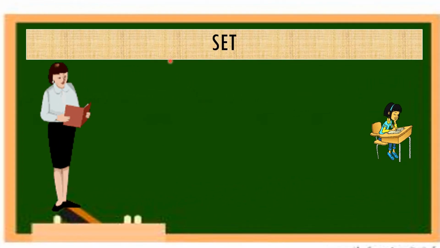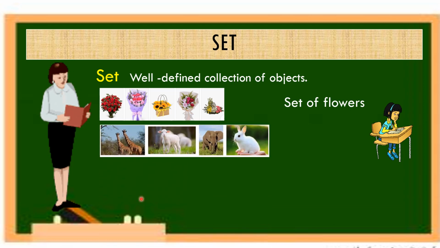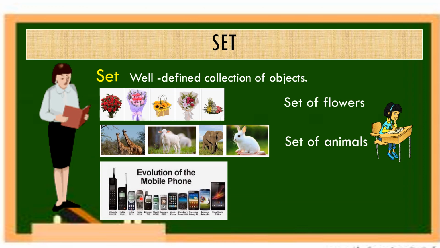So we have set. A set is defined as a well-defined collection of objects. So we have the given pictures. So that is a set of flowers. How about in the next picture? We have the set of animals. In the next picture, we have the set of mobile phones.